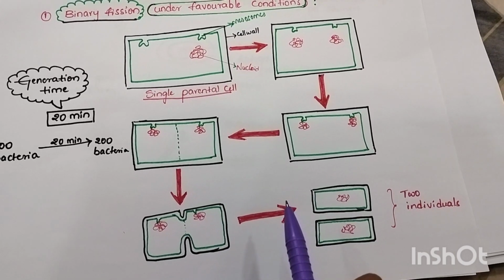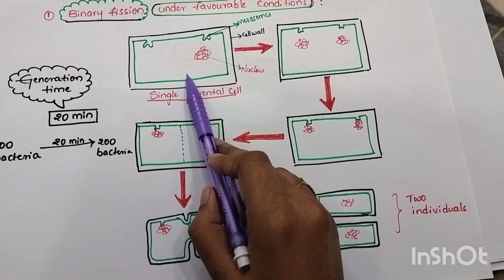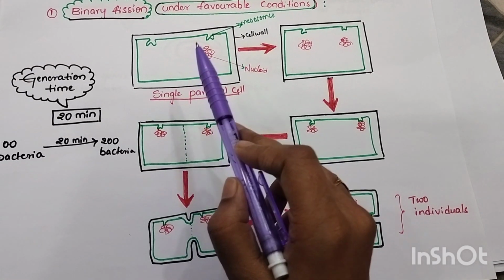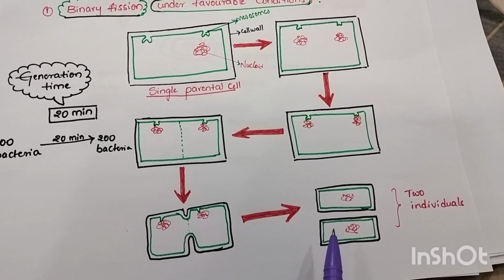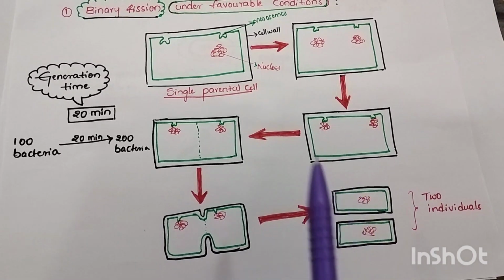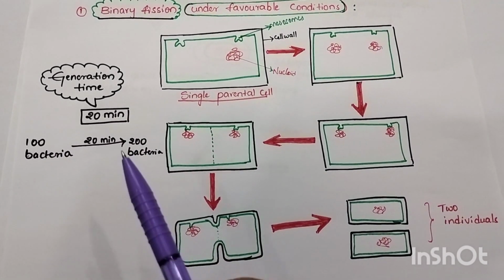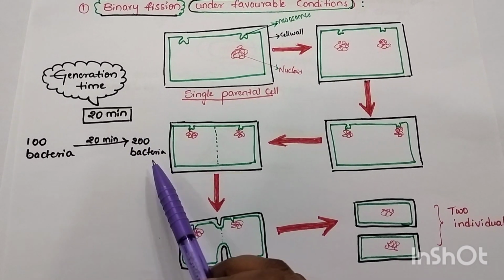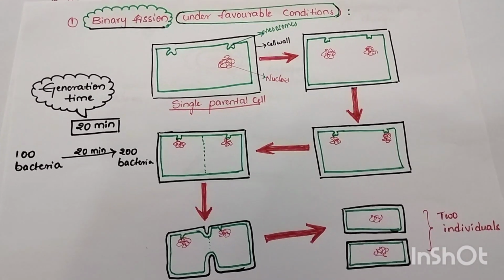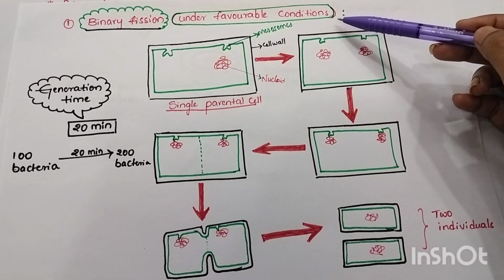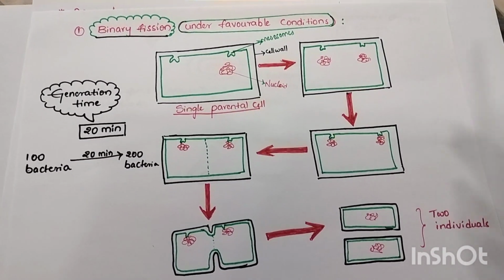So this is the concept of binary fission, and this whole process takes 20 minutes to complete. See here, this is the single parent cell, and this parental cell will take 20 minutes to produce two individuals, two offspring, and this 20 minutes is called the generation time. If you take 100 bacteria, within 20 minutes they will replicate and form 200 bacteria. So this is about binary fission. And an important thing here is that binary fission takes place under favorable conditions only.